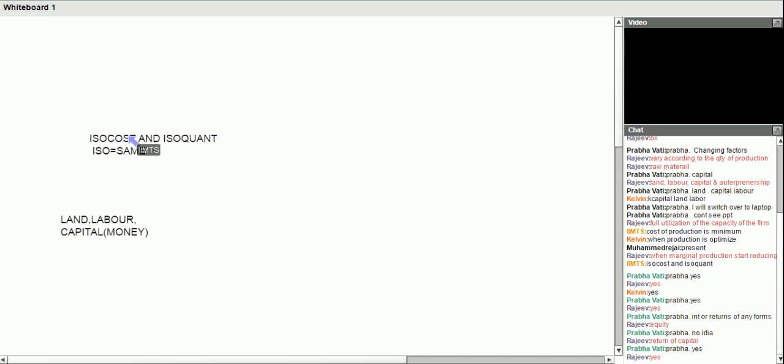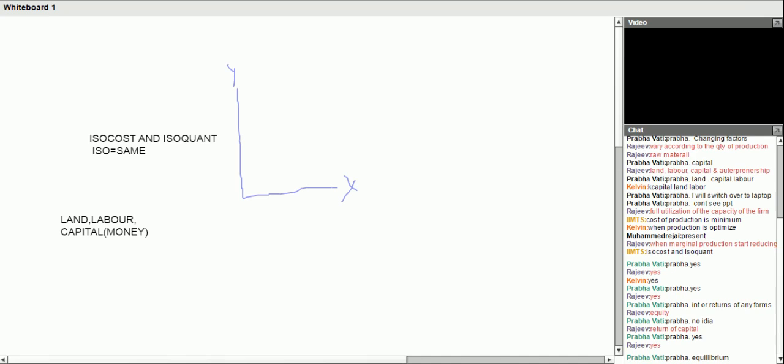So I was telling you about isocost. So isocost is a line which shows the cost of the different combinations of the factors of production which we are going to use. I'm making a rough drawing over here. Like this is the x-axis, this is the y-axis.